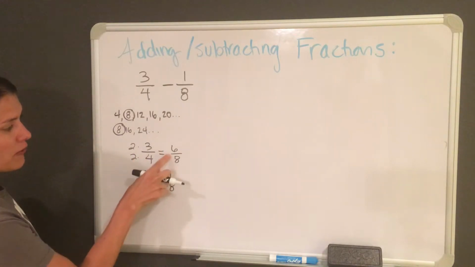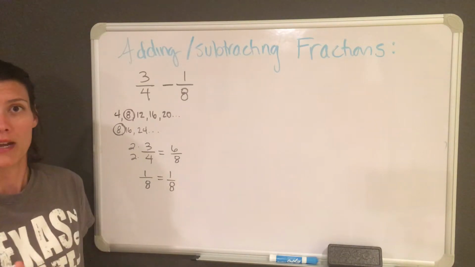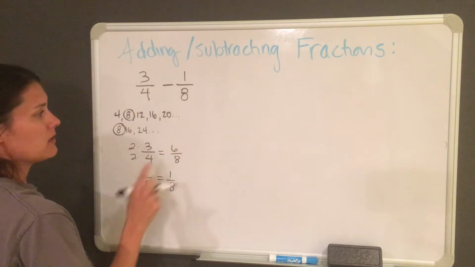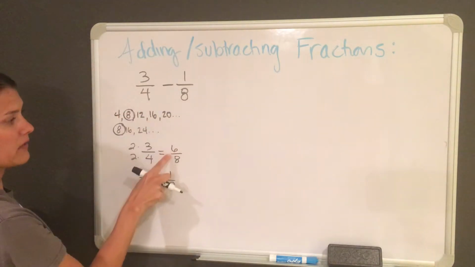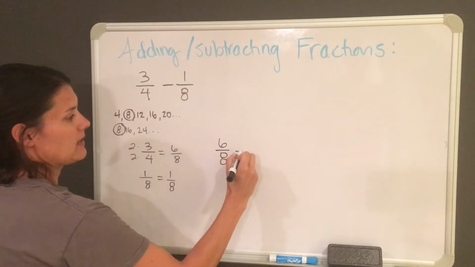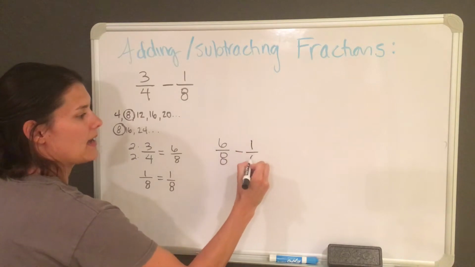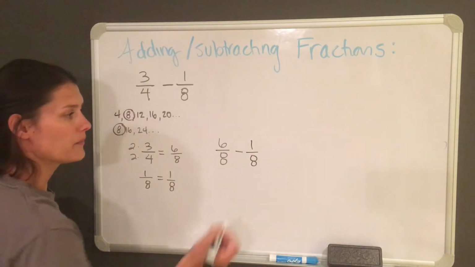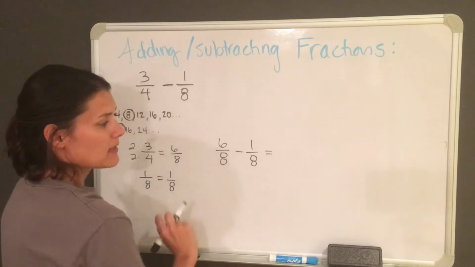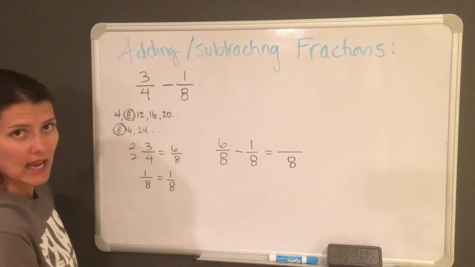Now when I look at my two fractions, I can see that they have the same denominator. And now you're ready to add or subtract them. In this problem, it is a subtraction, so I'm replacing 3/4 with my 6/8 minus, and then again, I did not change the 1/8 since it had the 8 denominator already, and I'm going to subtract. When you're subtracting fractions, you keep the denominator the same.